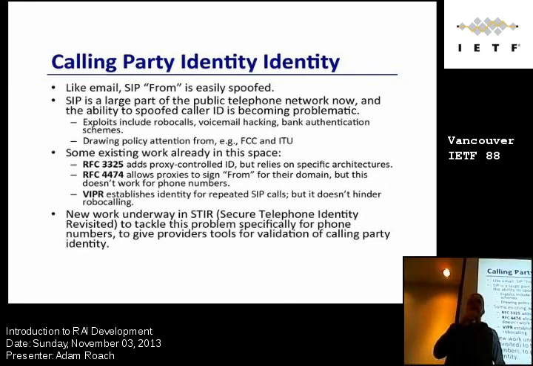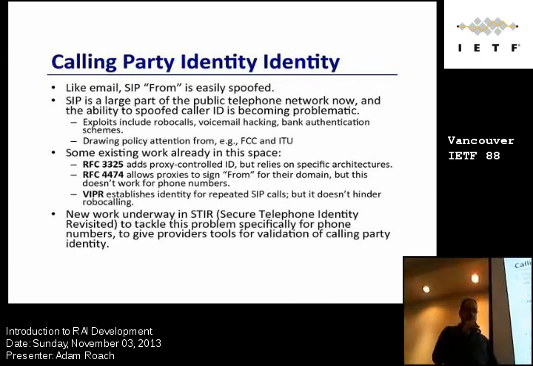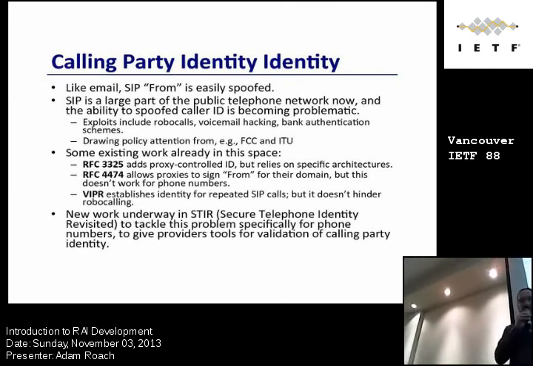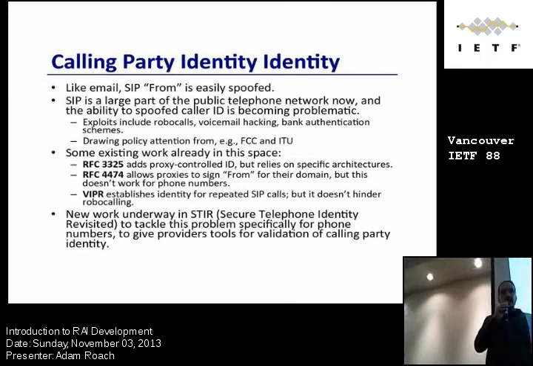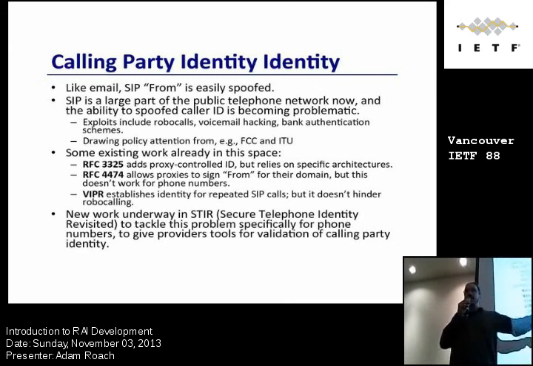We had some further work that basically has proxies that can put cryptographic signatures on saying, yes, this from field, I vouch for the fact that this from field is valid. And you can say, okay, well, the person who vouched for this is the domain that's in this email address or in this SIP address in this context.